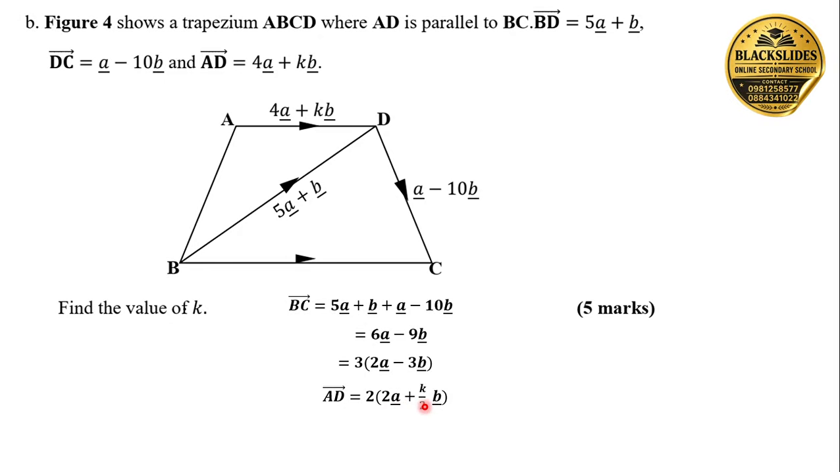So equating the two will give us k over 2 equals minus 3. Then multiplying both sides by 2 gives us k equals minus 6. So the marks are coming from the steps. We have 1, 2, 3, 4, 5. 5 marks.